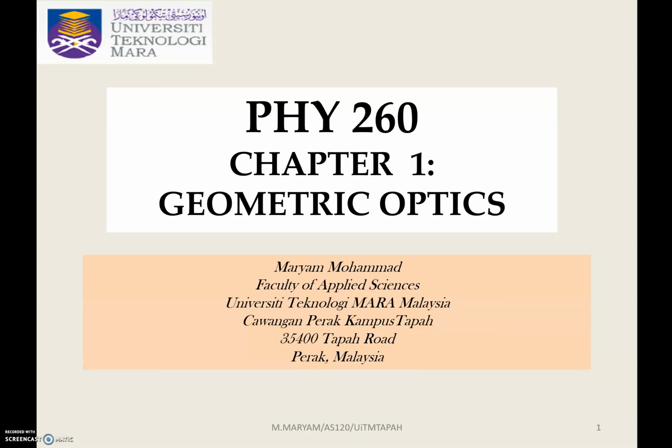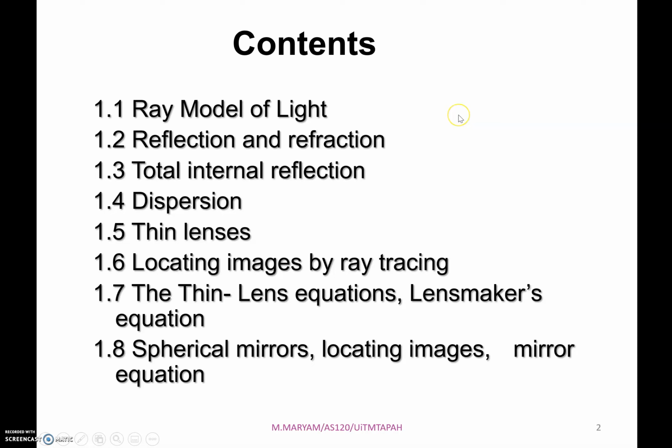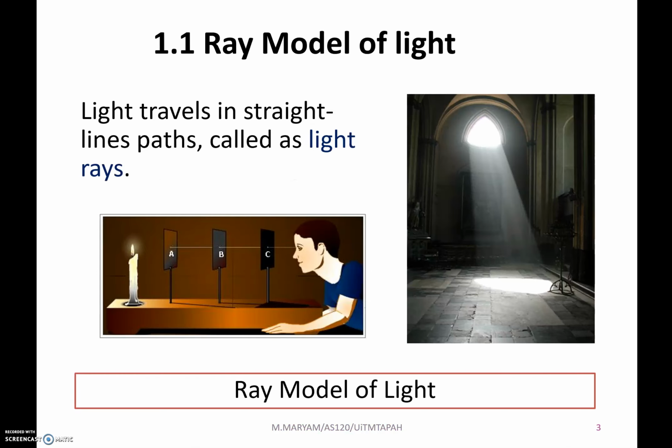Welcome to the first chapter of PHY260, which is Geometrical Optics. So today we are going to learn about the ray model of light, reflection and refraction, total internal reflection, dispersion, thin lenses, locating image, as well as the thin lens equation and also mirrors. So I am going to cover what light is first.